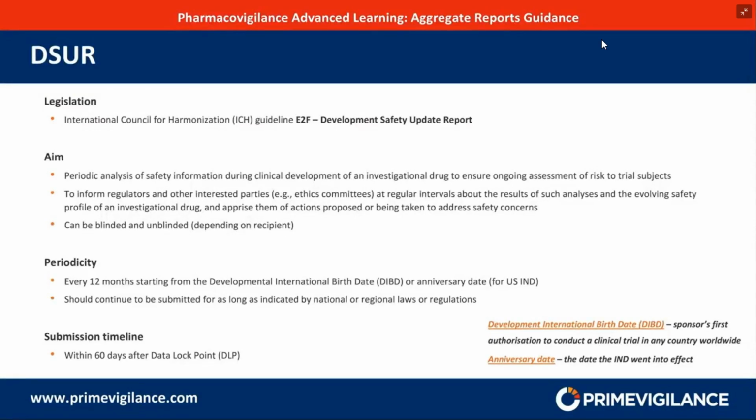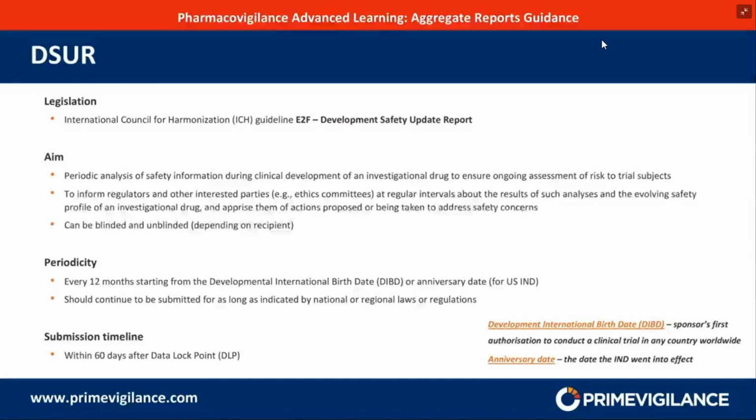The period covered by the DSUR is determined by the period between the development international birth date and the data lock point. The development international birth date is the date of issuance of the sponsor's first authorization to conduct a clinical trial in any country worldwide. The data lock point of the DSUR should be the last day of the 1-year reporting period.